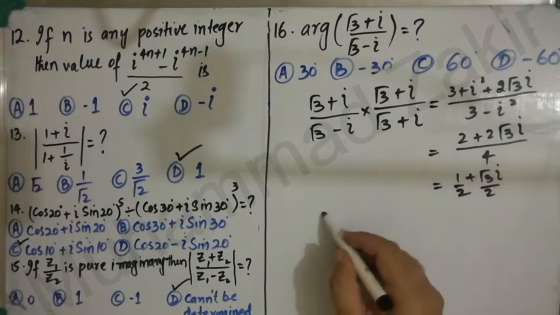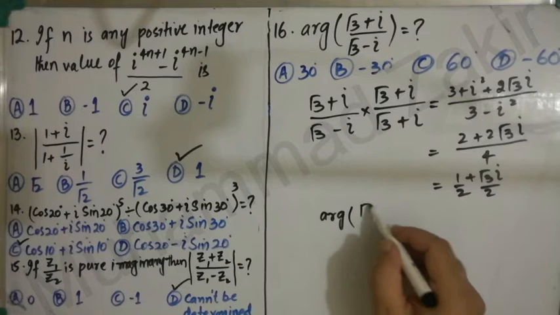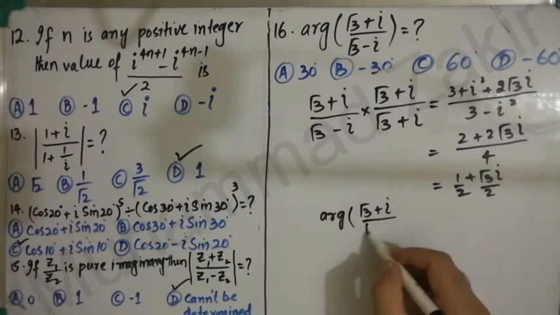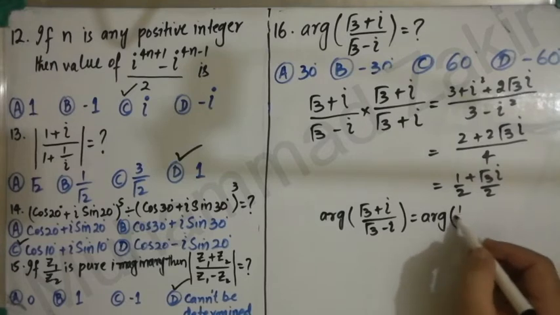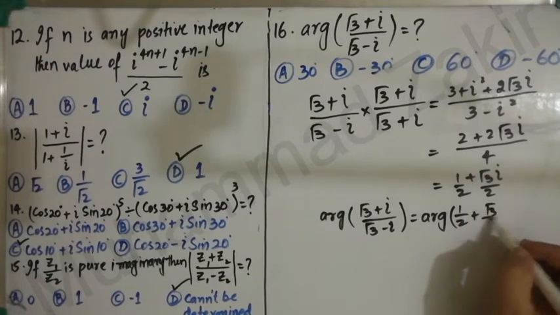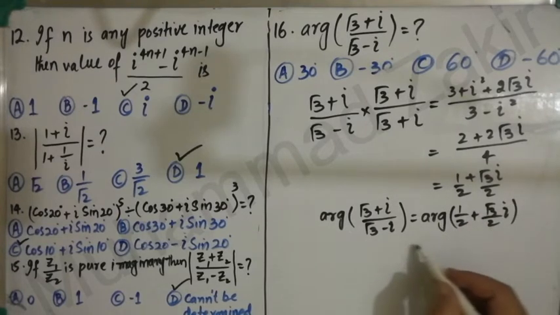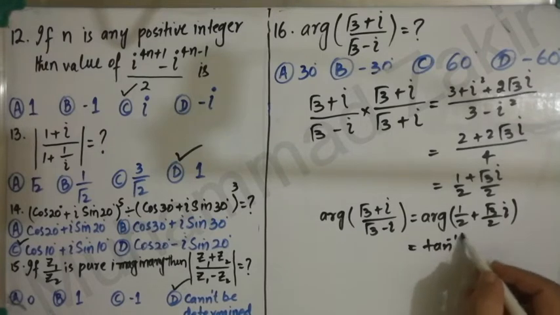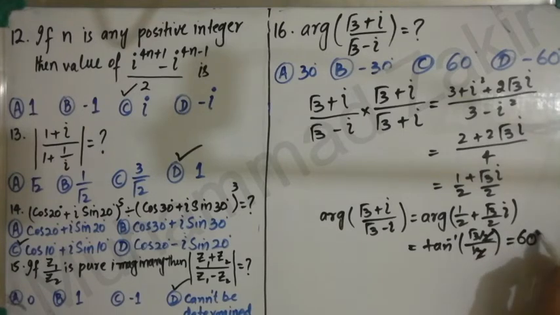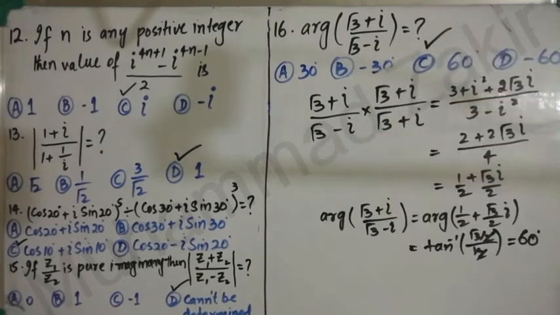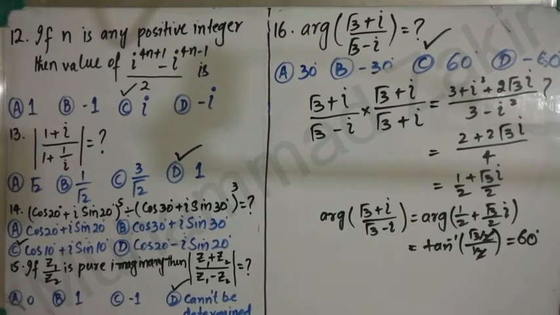Argument of this complex number, argument of (√3 + i)/(√3 − i), is equal to the argument of this complex number, and the formula of argument is tan inverse of imaginary by real. Imaginary is √3/2, real is 1/2. So the 2 cancels 2, and tan inverse of √3 is 60 degrees. So option C is correct here.